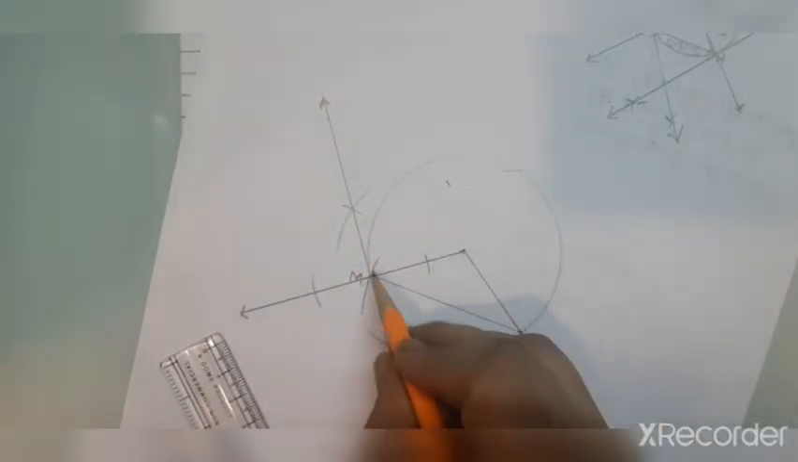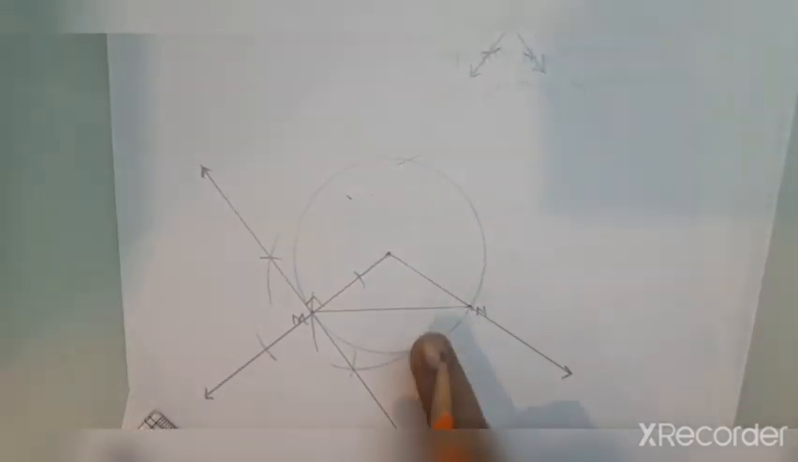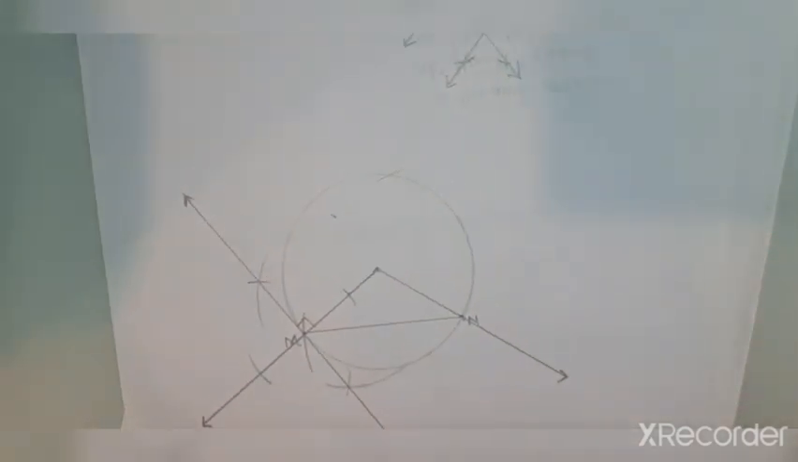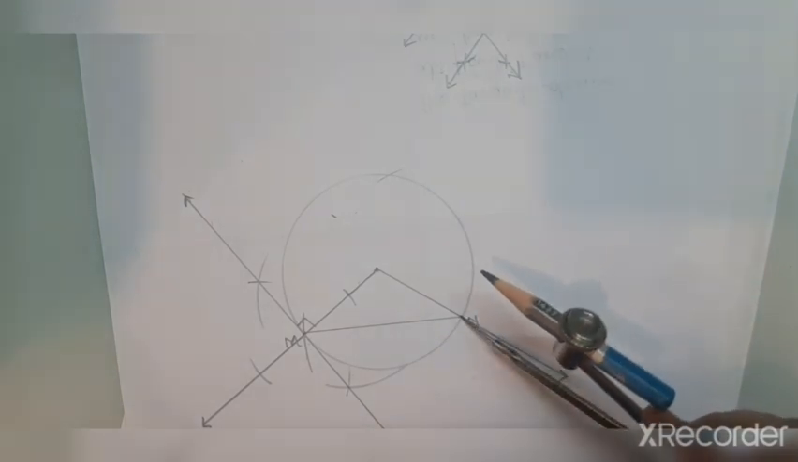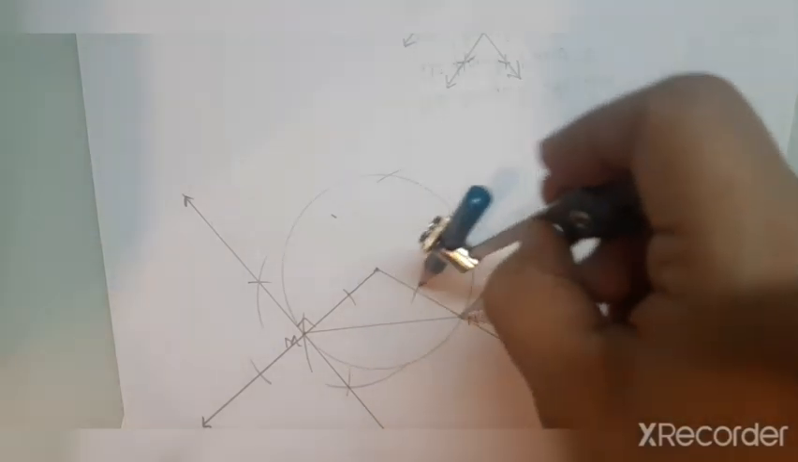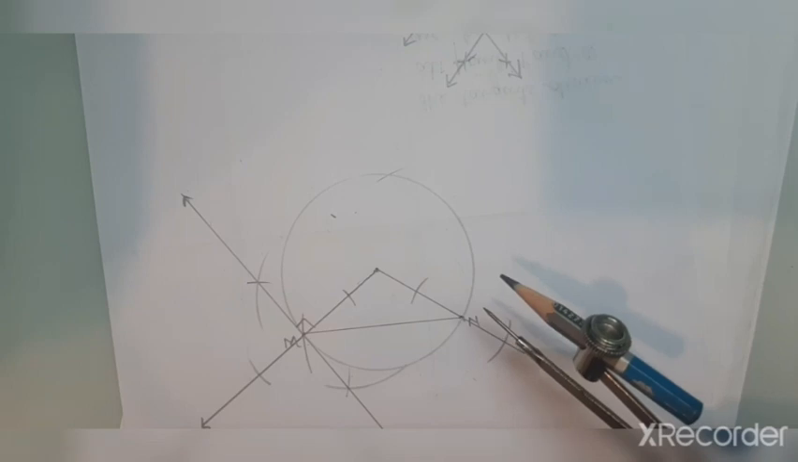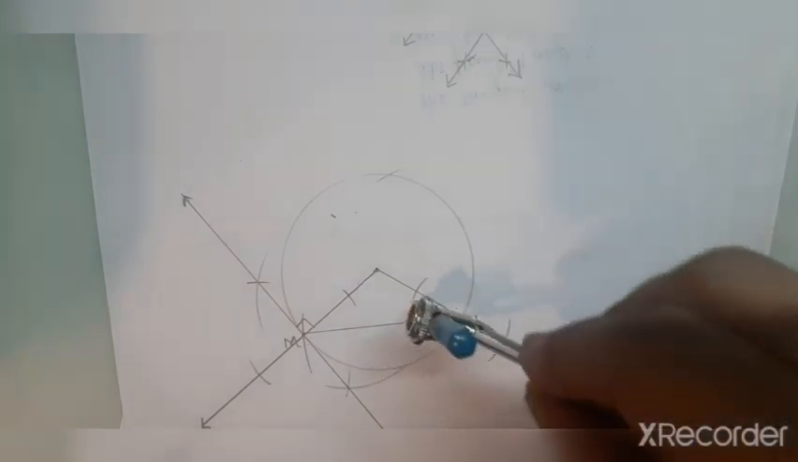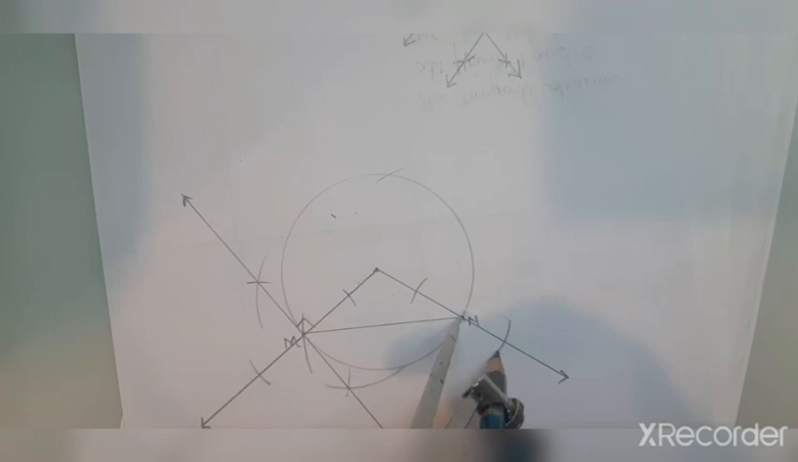Okay, since this is a radius and this is a tangent, they are perpendicular. You can show them. Same procedure we'll follow for the other side. Keep the pointer on N, adjust the compass so that you get arcs on both sides of N. Don't change the distance. Once you make an arc on one side, just turn it to the other side and make another arc.